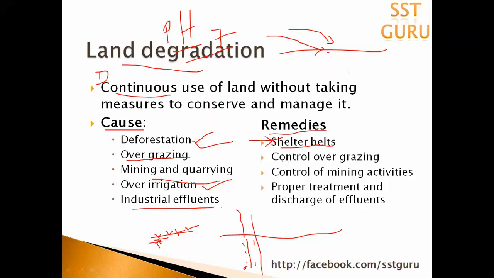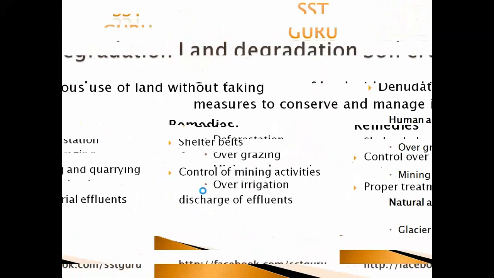We need to control overgrazing, and control mining and quarrying activities. Please note, I'm not telling you to stop mining activities. Control mining activities is what I say. For industrial effluents, you say proper treatment and discharge of effluents. And for over irrigation, you say educate the farmer how to irrigate his land. Simple, everything is over. Now coming on to the next slide.